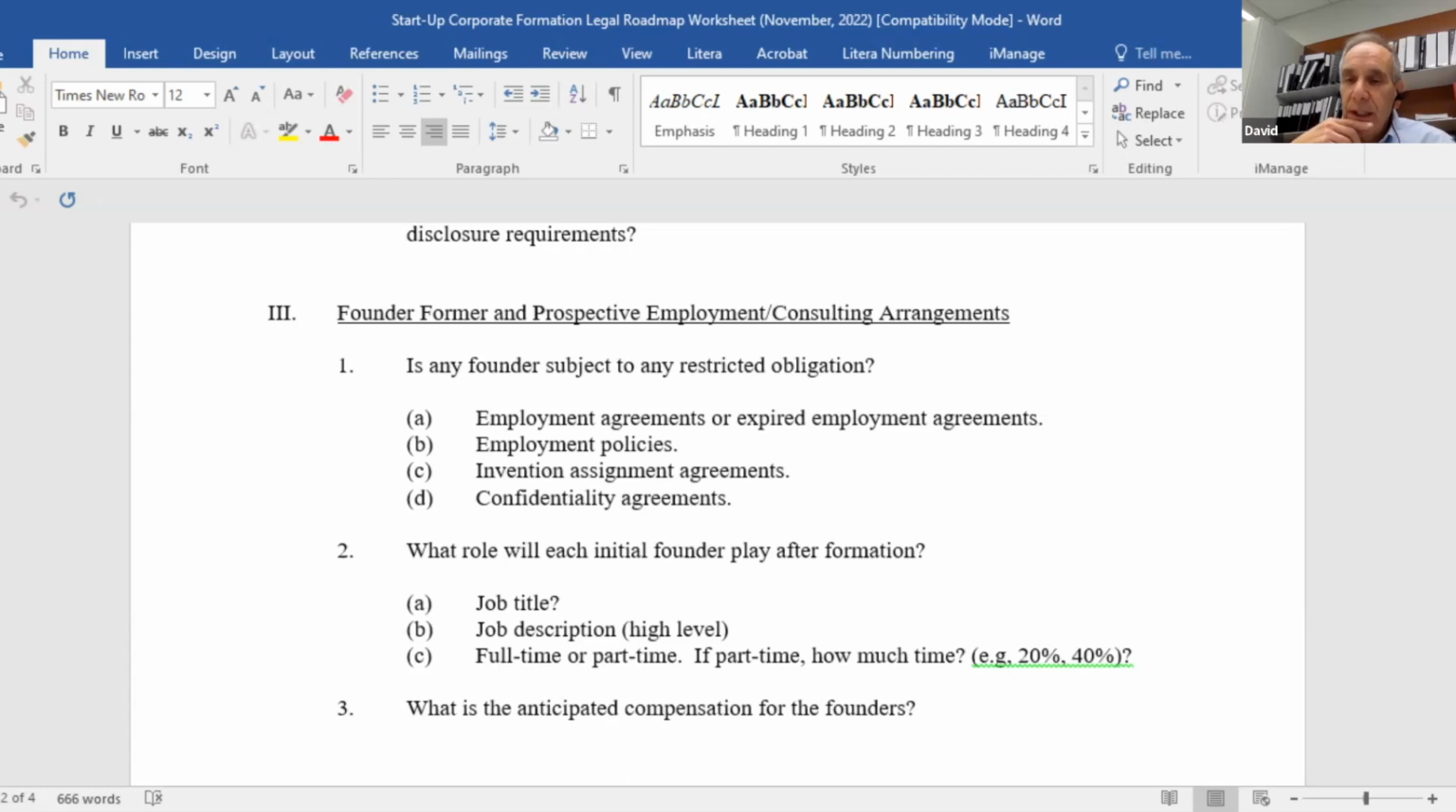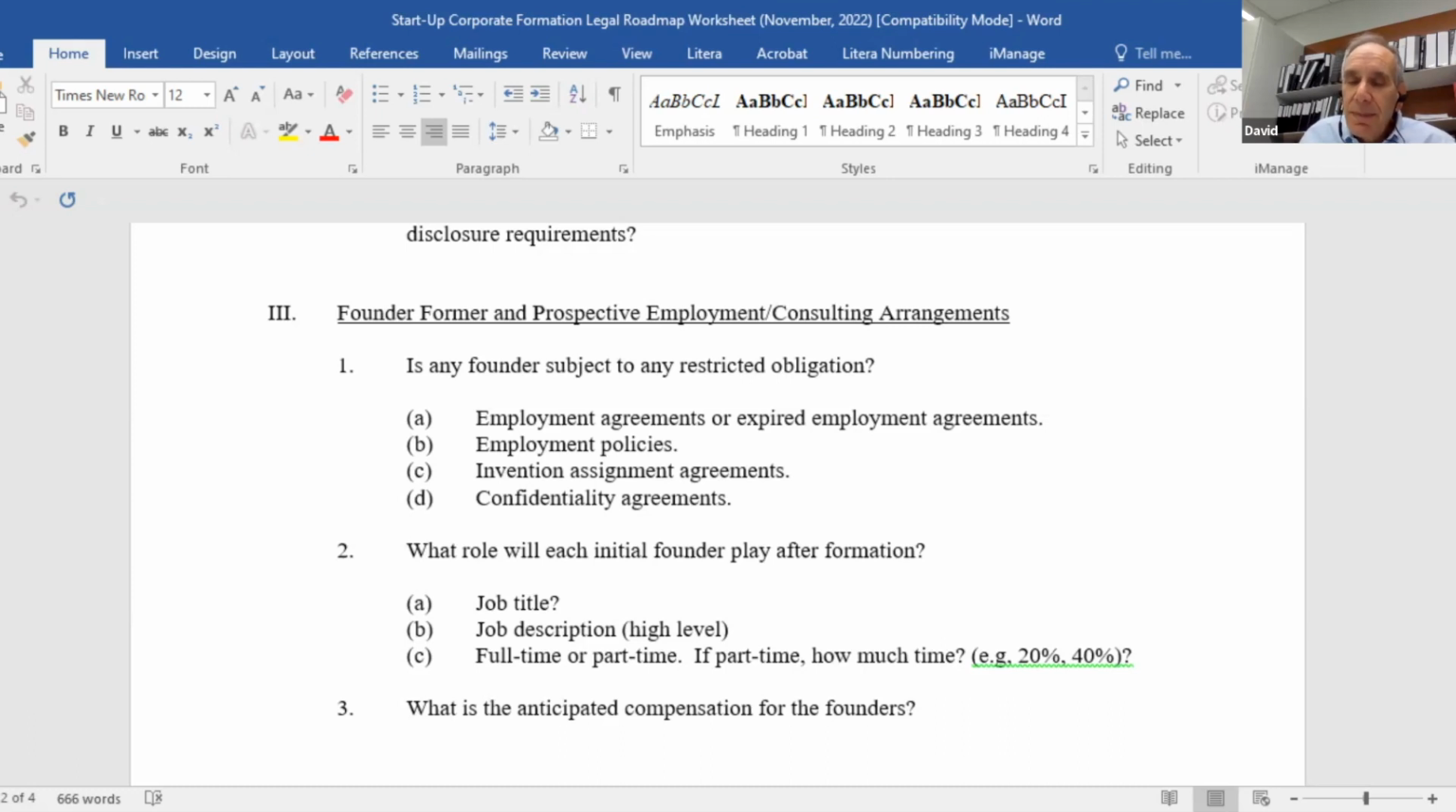forming this entity. So, for example, when somebody comes to me and they say, "Okay, I'd like to form X, Y, and Z," my first question is, "Well, what are you doing now? Who do you work for? And is there a non-compete or non-solicit or something that you're subject to?" So when you go through it, you're going to go through those questions.